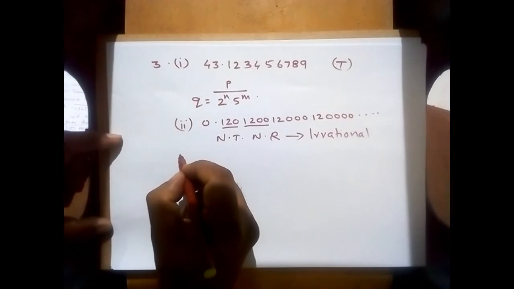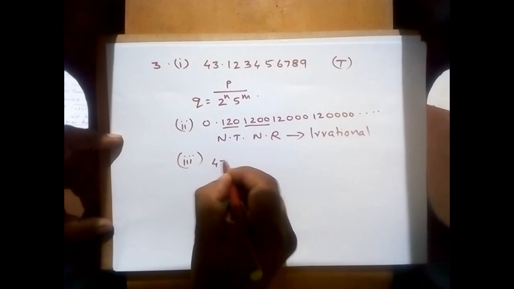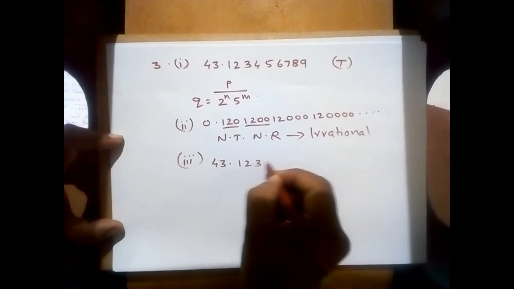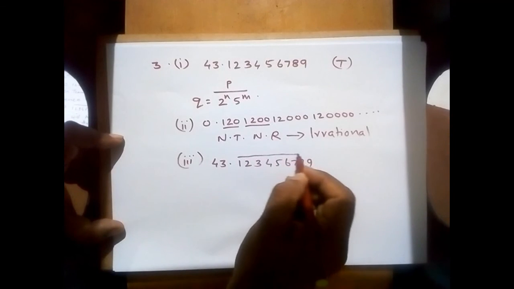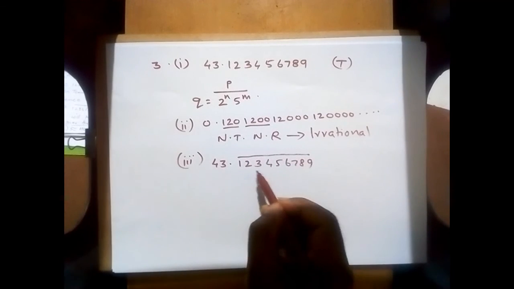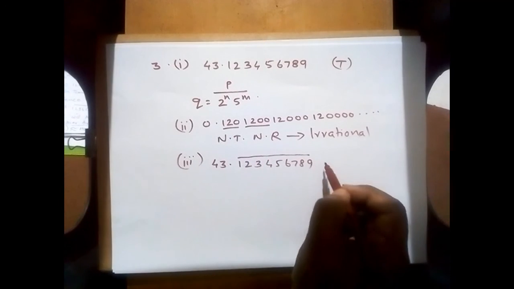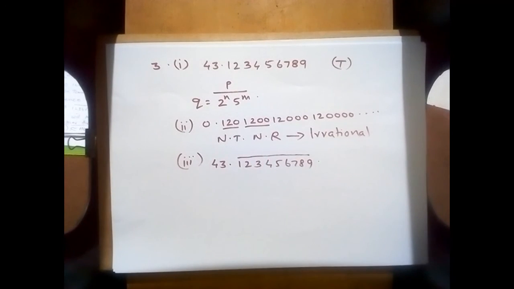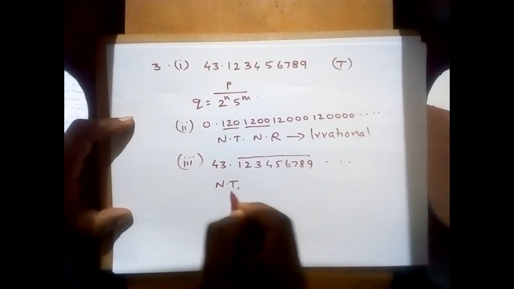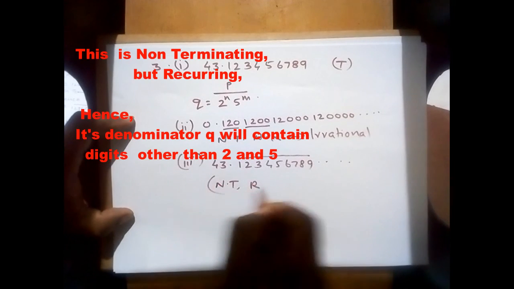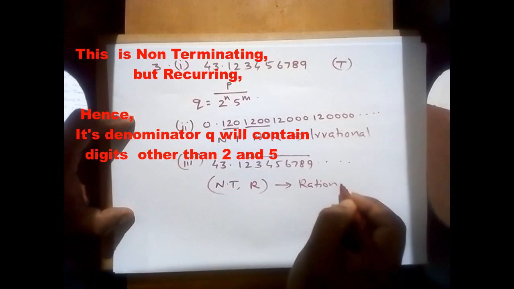Now third question. 43.123456789, all these repeating. This bar means all these repeating. So 43.123456789, 123456789, like that it is going. That means it is non-terminating and recurring. So it is a rational number which is non-terminating and recurring.